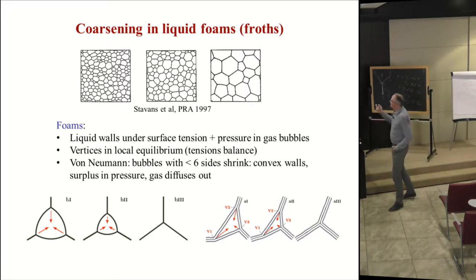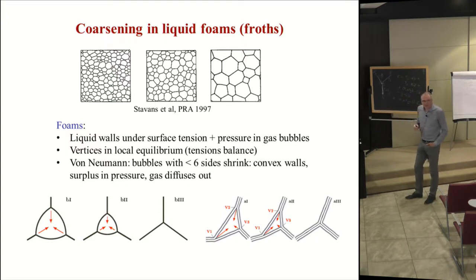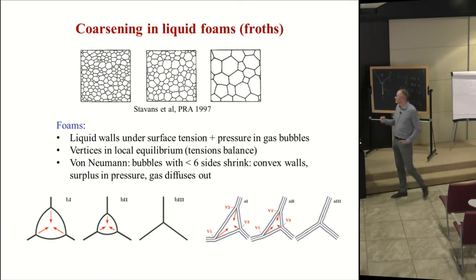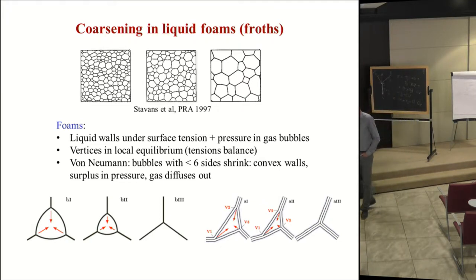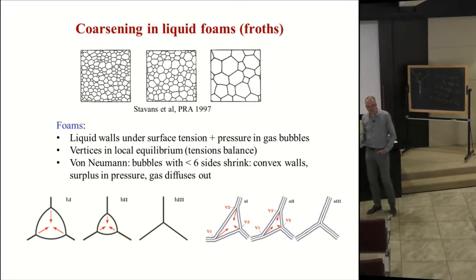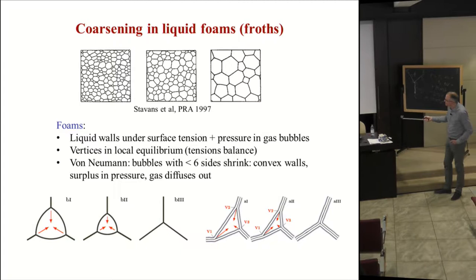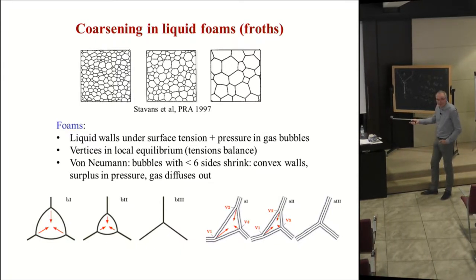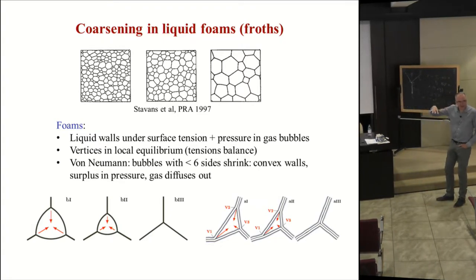And the mechanism is that if you have bubbles with fewer than six sides, then on average the walls are convex, with positive curvature, and then because of the Young-Laplace law, the pressure of the gas inside such a bubble is higher than the pressure of the gas in the neighboring bubbles, because you have a curved interface, and the Young-Laplace law gives you the difference of pressures proportional to the curvature. So in such a situation in the liquid foam, the gas will diffuse out because of the difference in pressures, and this bubble will shrink to nothing. This is the principal mechanism of coarsening in liquid foams, with multiple bubbles being eliminated like this.